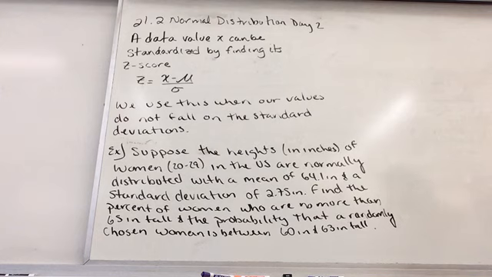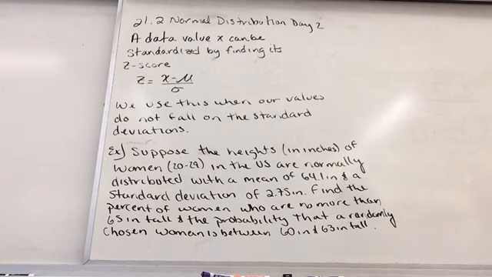So we have this example. It says, suppose the heights in inches of all women ages 20 to 29 in the U.S. are normally distributed, so it still has to be normally distributed, with a mean of 64.1 and a standard deviation of 2.75. Find the percent of women who are no more than 65 inches tall and the probability that a randomly chosen woman is between 60 inches and 63.